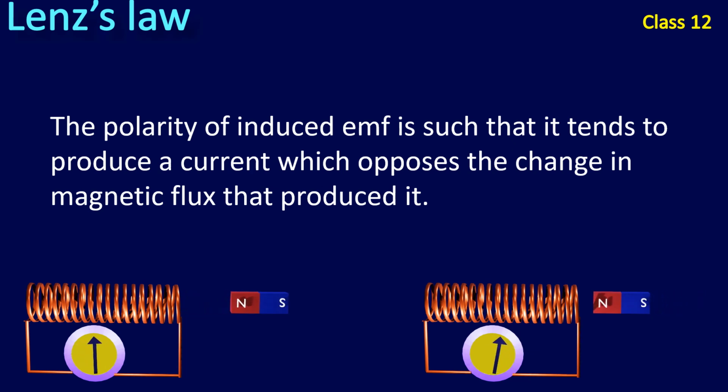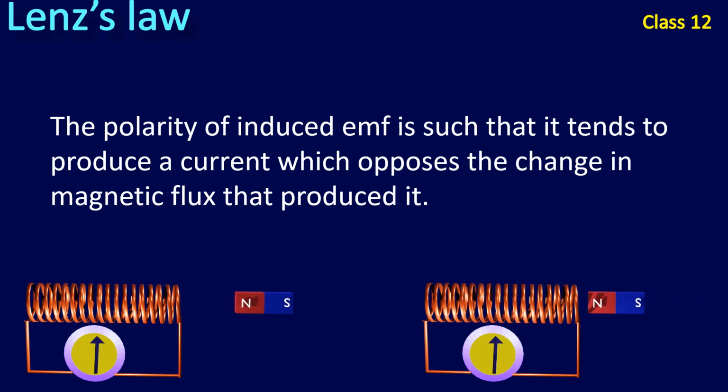First, we see the definition of Lenz's law. The direction of the induced current or the polarity of induced EMF is such that it tends to produce a current which opposes the change in magnetic flux that produced it.